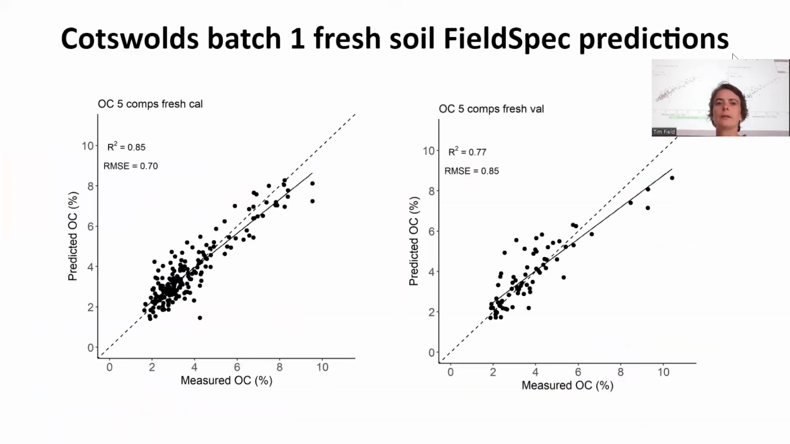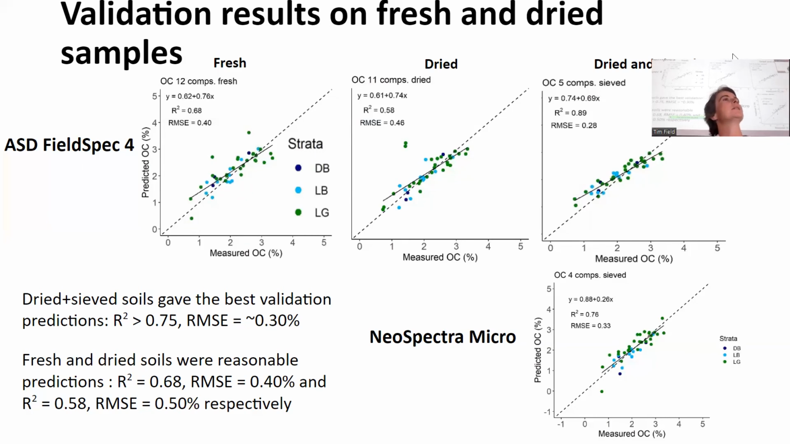Sorry, can you explain what RMSE is? Yeah, it's basically just how far away, on average, your predictions were from the actual measured value in the lab. So if the measured value was 1.5% carbon, say, and you've got an RMSE of 0.3%, your predicted value could be anywhere from 1.3% to 1.8%. So you've got a 0.3% error around it. Depending on how accurate you need to be, that may or may not be a big issue.